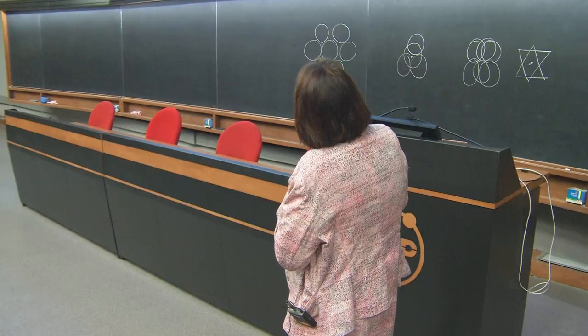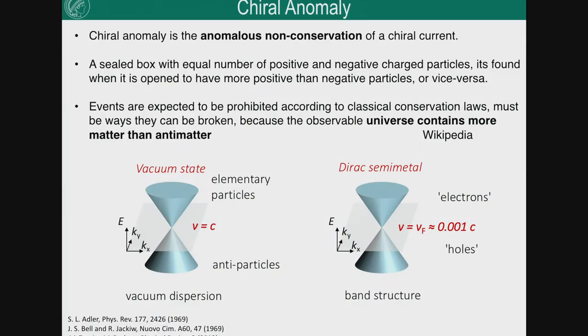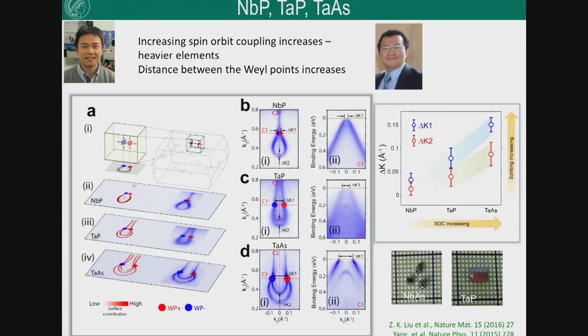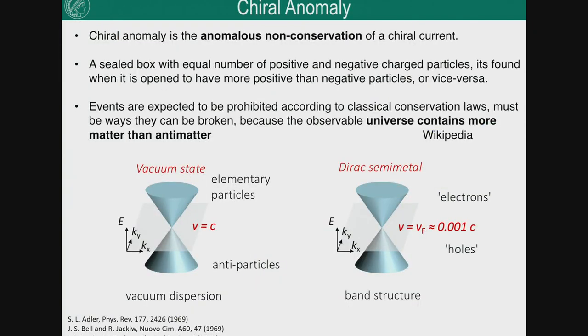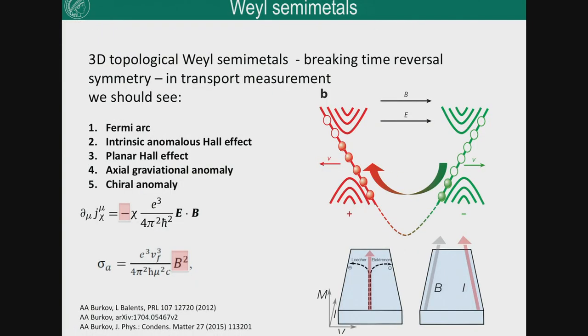I think if we really can show that we can measure the chiral anomaly, in some sense directly, I think it's also a little bit more evidence that this is the origin of the matter-antimatter asymmetry. So I think it's worth thinking about more experiments in this direction. So the first prediction was that these Weyl semimetals have Fermi arcs.